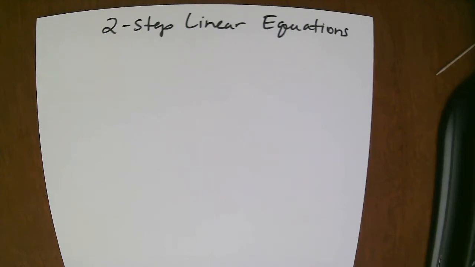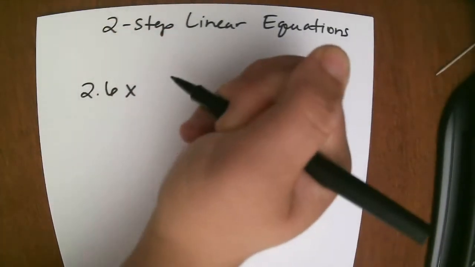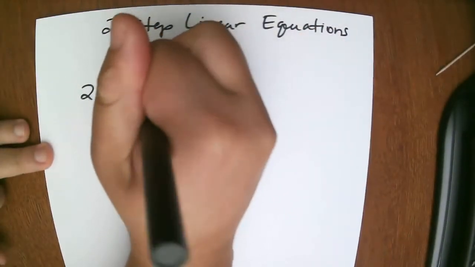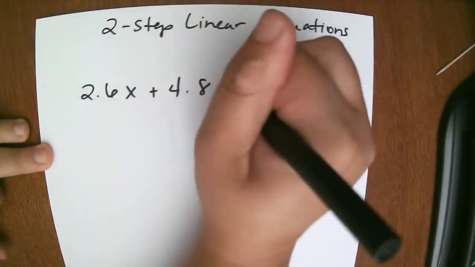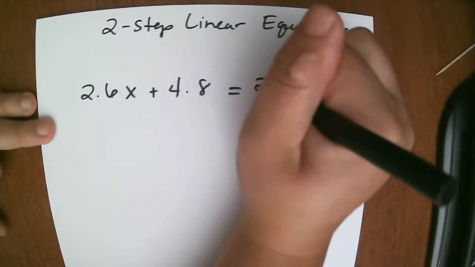Hey guys, so we are going to go over two-step linear equations with decimals. So our first example is 2.6x plus 4.8 equals 25.6.